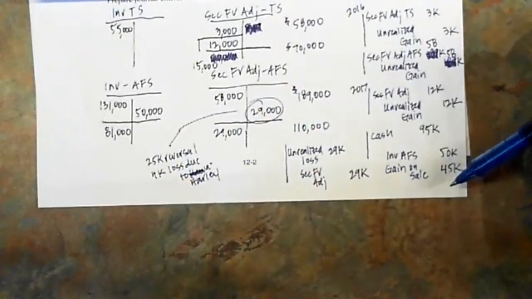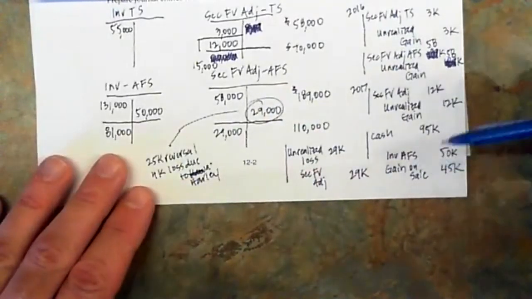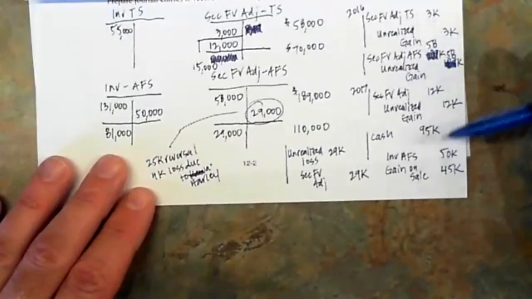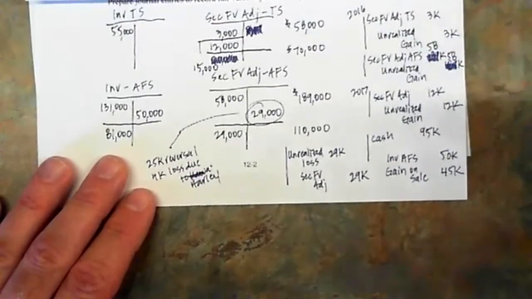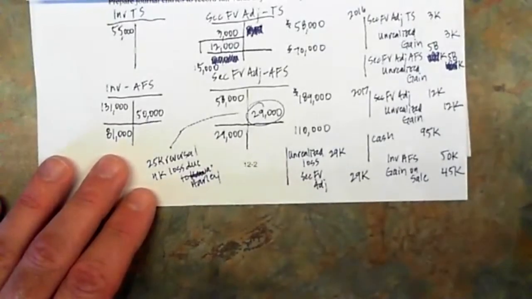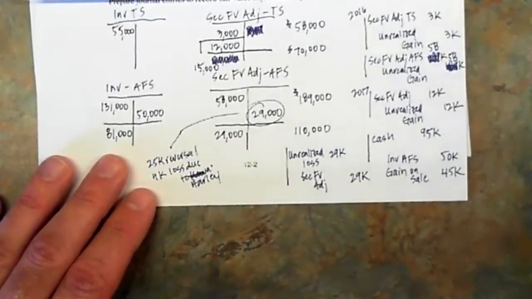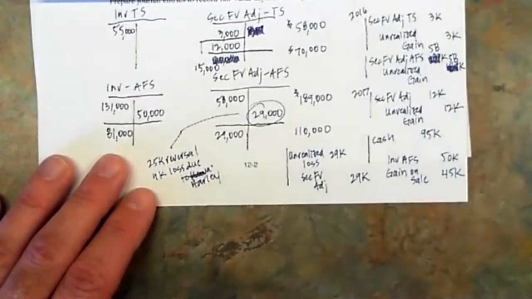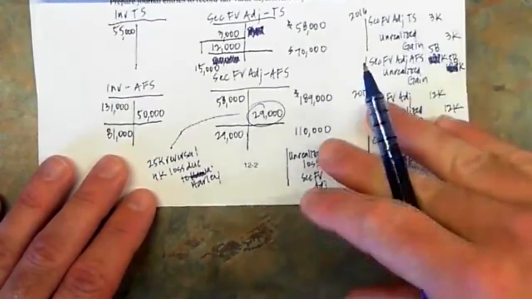And that's where this gets a little tricky. And I'll talk through this again in class, but make sure you get the nuts and bolts that once an AFS security is sold, then we want to reverse anything we've already recognized and then recognize the entire sale at the day of sale.